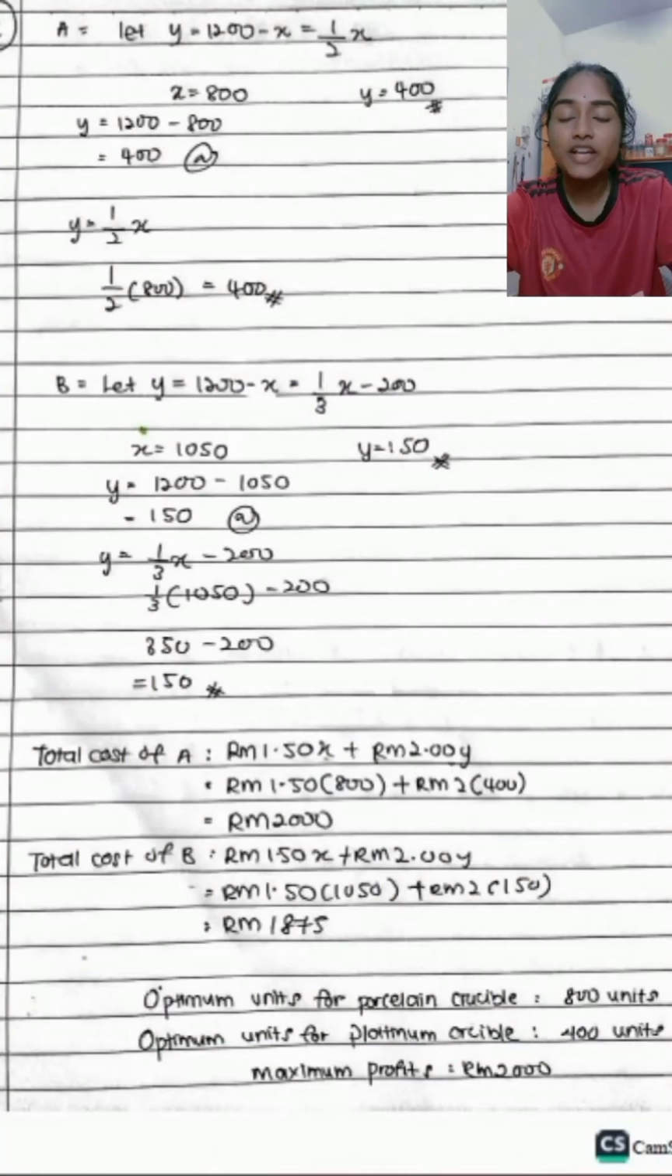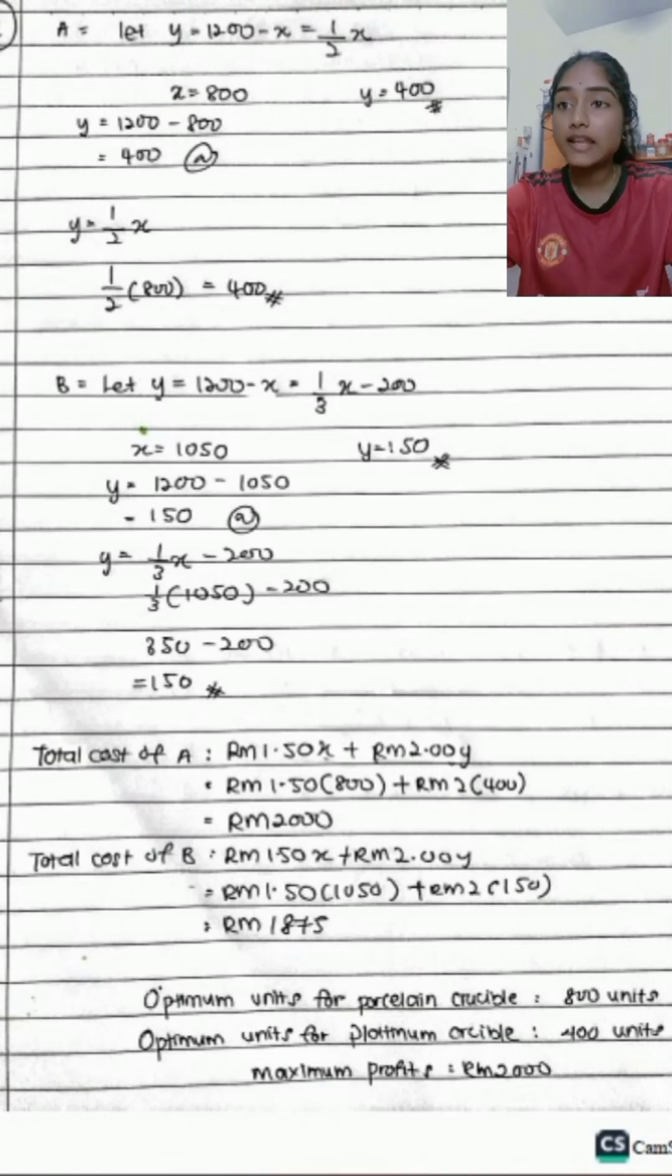Hi, I want to explain question C. Let A stand for porcelain crucible, B stand for platinum crucible. Let y equal 1200 minus x. Based on the graph, x equals 800. So, y equals 1200 minus 800. Substituting x as 800, we get y equals 400.